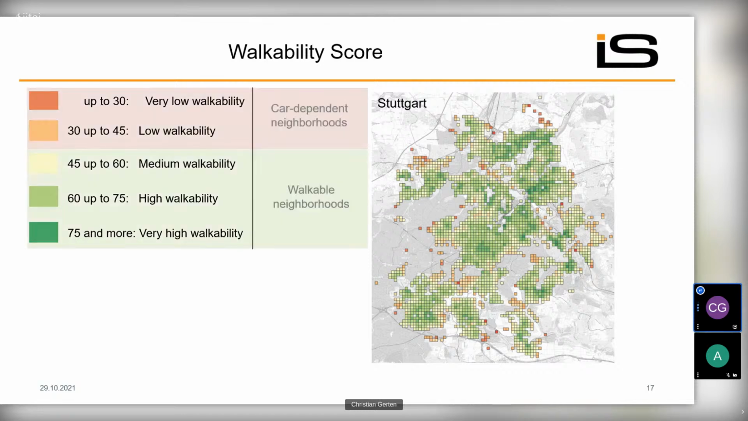So we would say for these areas that values up to 45 are more like car-dependent neighborhoods, which are not very walkable. And values above 45 are more likely walkable neighborhoods. We can also calculate total scores for all cities. For example, for Stuttgart, it would be around a walkability score of 60. For Berlin, we calculated 58. And Dortmund, not that good, a 45 walkability score.